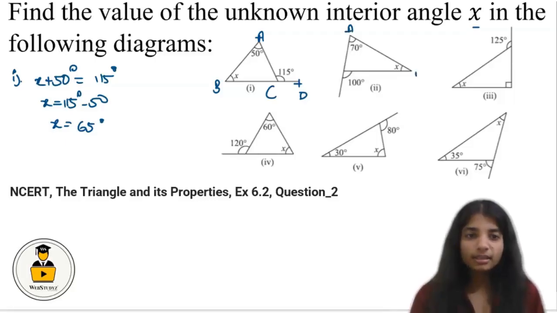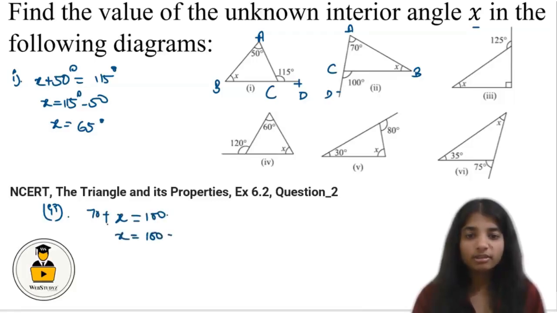So again naming this, let's say this is A, B and C, and this is D. Again using the property that the exterior angle is equal to the sum of the opposite interior angles. So from here, the sum of the opposite interior angles is 70 plus x, which is equal to the exterior angle, which is 100.